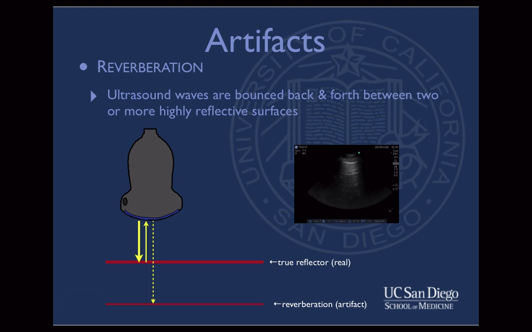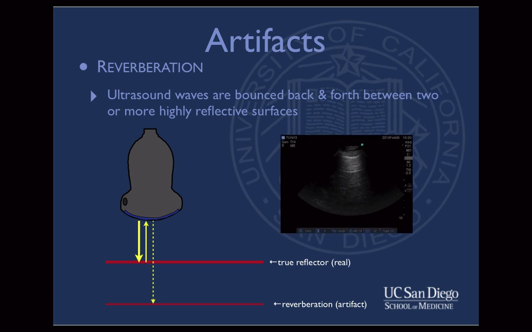Reverberation refers to ultrasound waves that bounce back and forth between two highly reflective surfaces. In the diagram, the transducer acts as another reflective surface to the returning echo. This echo will then be re-reflected and retrace itself, resulting in an artifactual image identical but twice the distance from the transducer as the real image.